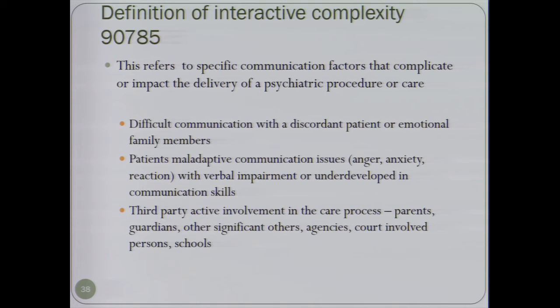Just interactive complexity. The patients with maladaptive communication, anger, hostility, verbal impairment, underdeveloped in children, okay? Or someone who's had a stroke, or someone who's catatonic and they're not communicating. And then we have the third party involvement in the caregiver process. It might be a parent, a legal guardian. How many of you see patients from the court system? And you're talking to the probation officer, talking to that correction process, interactive complexity. Those of you who are dealing with special programs, maybe school programs or adult programs. So that's interactive complexity.